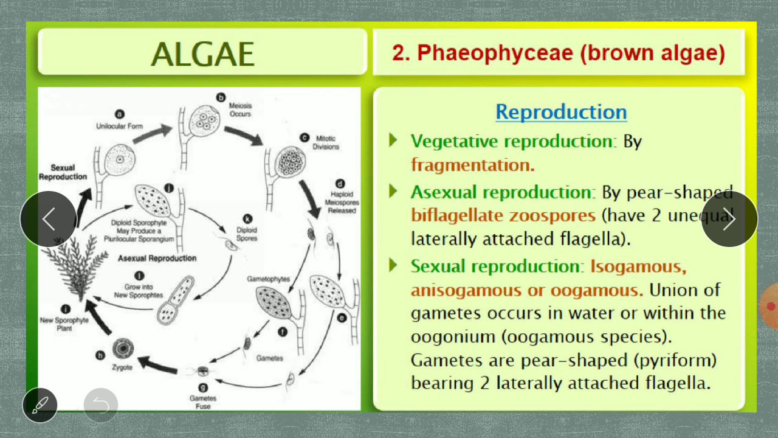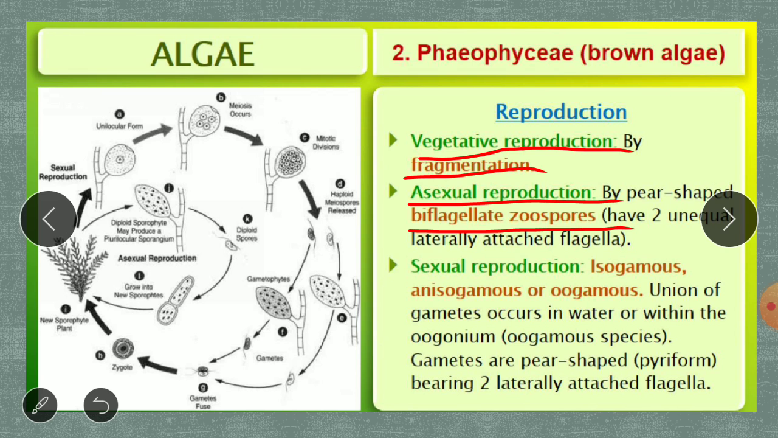Then coming to the reproduction in the brown algae. In the reproduction we can see again the same thing. They reproduce by vegetative reproduction, that is by fragmentation. Then asexual reproduction is by biflagellated zoospores. In the Chlorophyceae it was only zoospores, but here they are biflagellated. Bi means two. Flagella is a tail-like structure which helps in movement.